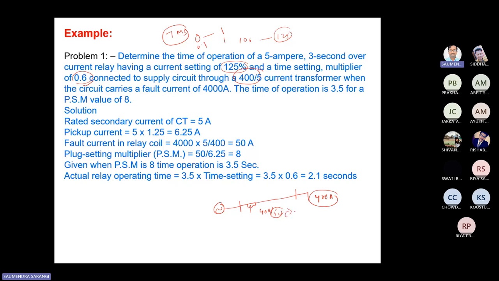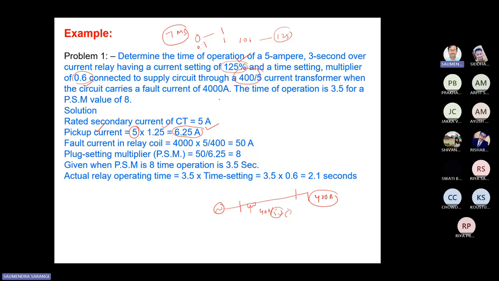So what is abnormal current? The abnormal or fault current is decided by this setting, that is 125%. Considering the load current in the secondary side, that is 5 ampere, the pickup current will be decided as 1.25, which is given in the example. So 5 into 1.25 is 6.25 ampere. Are you getting? This 6.25 ampere is the pickup setting, above which, if the current increases, the relay will give a trip signal to the circuit breaker.